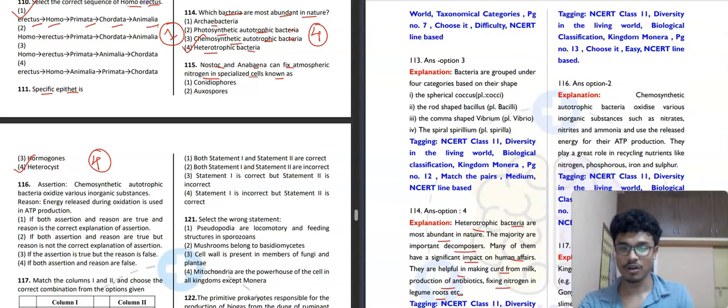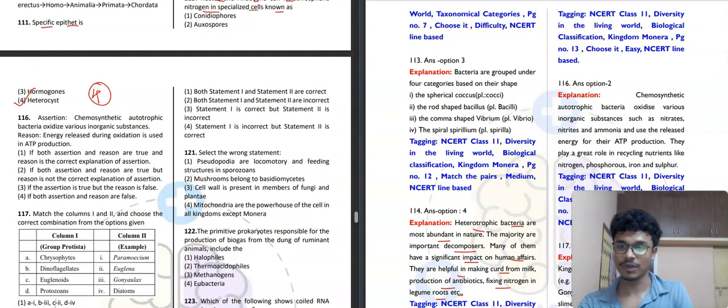Moving towards the next question, 116. So it is saying assertion: chemosynthetic autotrophic bacteria oxidize various inorganic substances, absolutely correct. And the reason is saying that energy released during oxidation is used in ATP production. It is also correct. But now we need to check whether this reason correctly verifies the assertion. If we simply put the orthodox method, if we put a because here. Now just read this: chemosynthetic autotrophic bacteria oxidize various inorganic substances because energy released during oxidation is used in ATP production. This is not verifying.